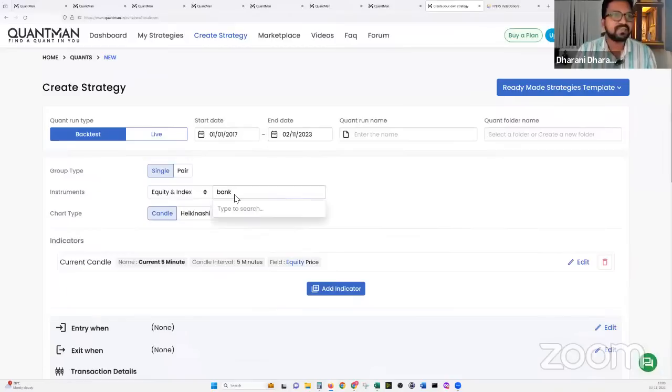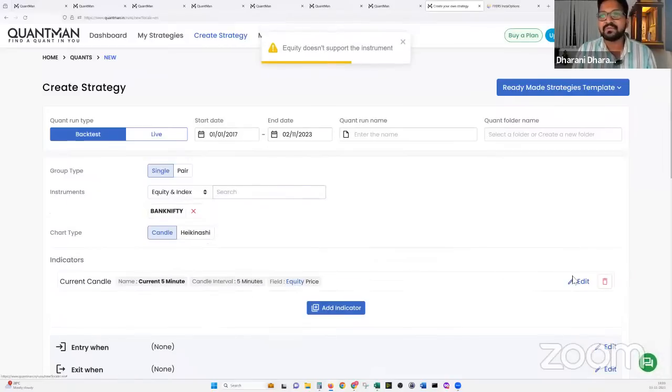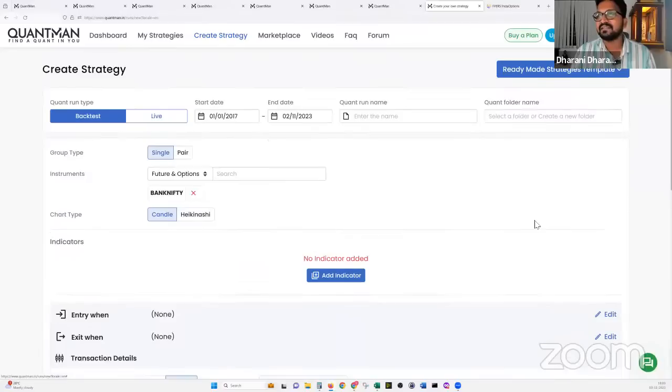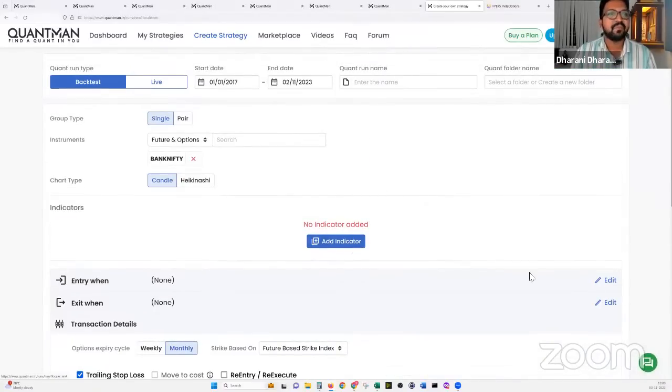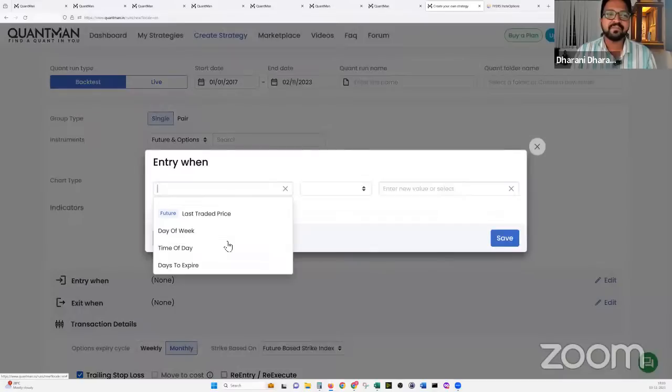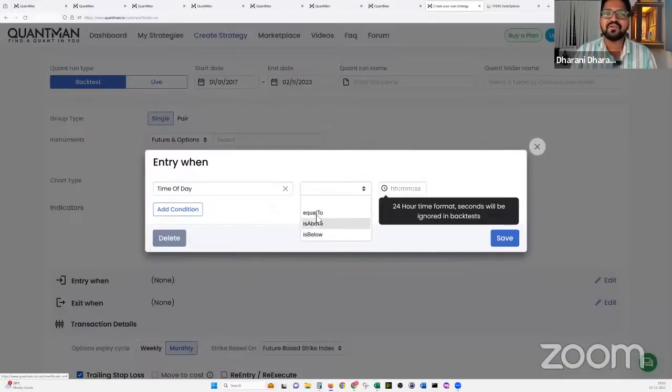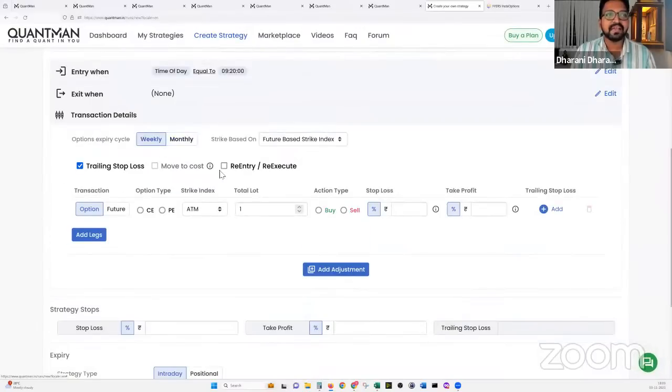I just put Bank Nifty. How many of you know this 920 short straddle? It's going to be very simple. Irrespective of the market scenario, I just take the trade at 920, and I select weekly expiry.